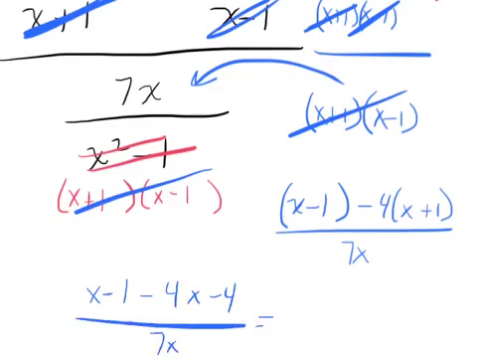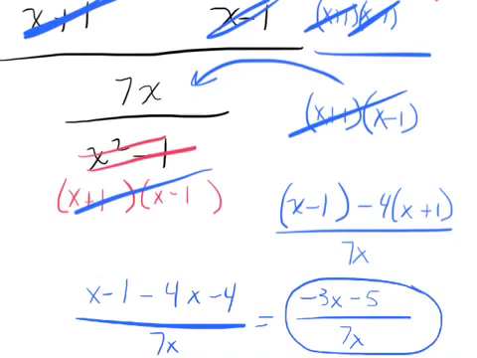And what does it turn out to be as a final simplified answer? Negative 3x plus 3. Be careful, minus 5. Or plus 4. Ah, there you go. You know what it is? It's this negative 4 here, Julia. Distributing the negative 4. Make sure that's a negative 4. So negative 3x minus 5 all over 7x.